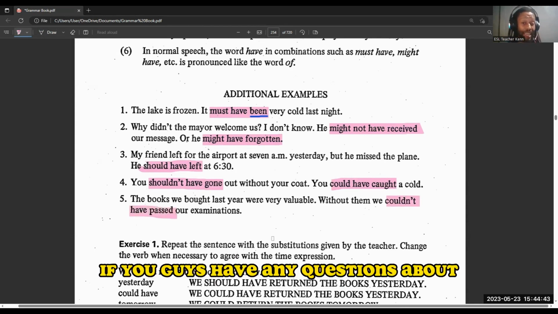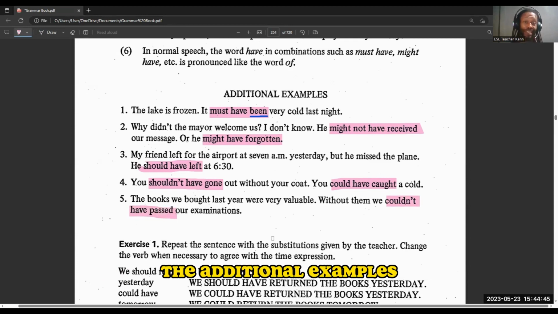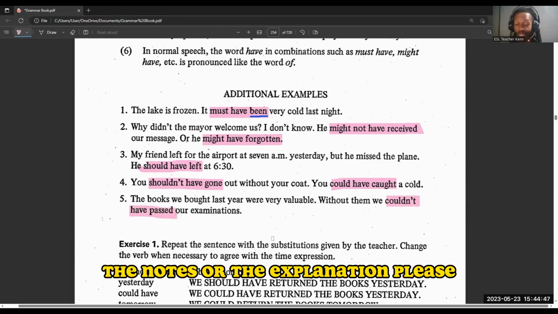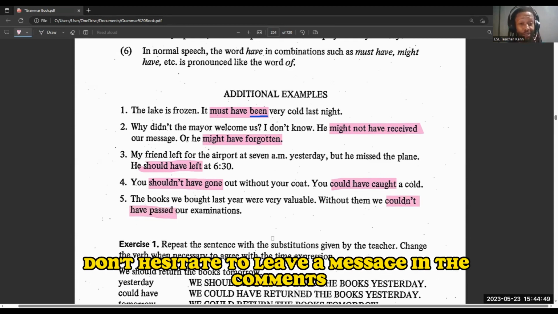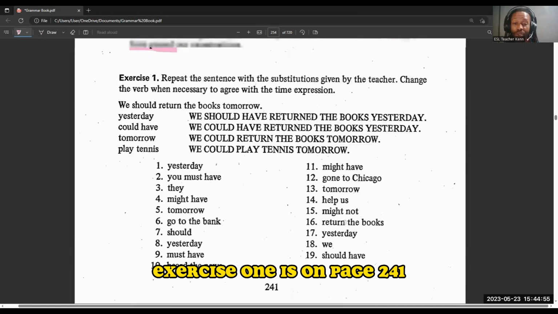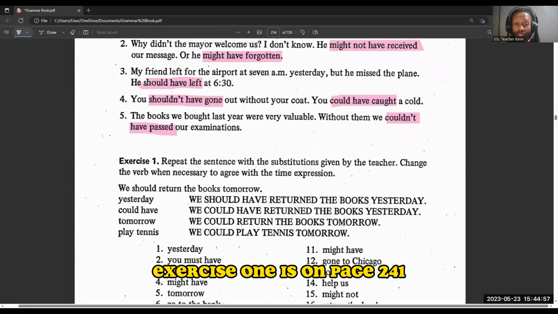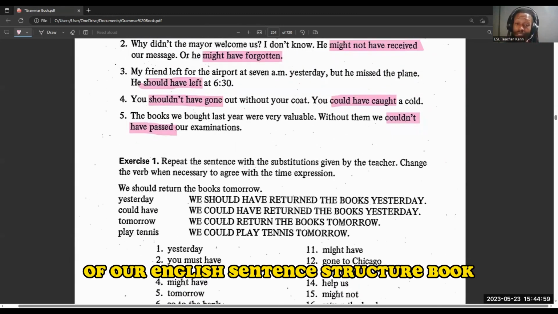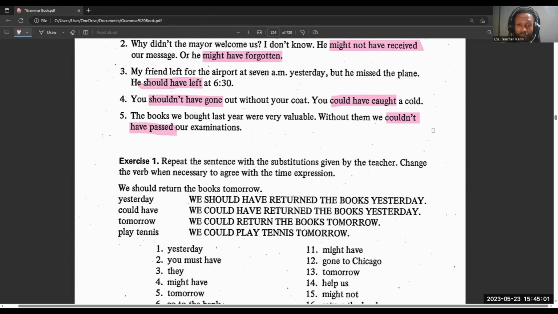If you guys have any questions about the additional examples, the notes, or the explanation, please don't hesitate to leave a message in the comments. Right now, we're going to do exercise 1. Exercise 1 is on page 241 of our English sentence structure book. It is 254 on the PDF.